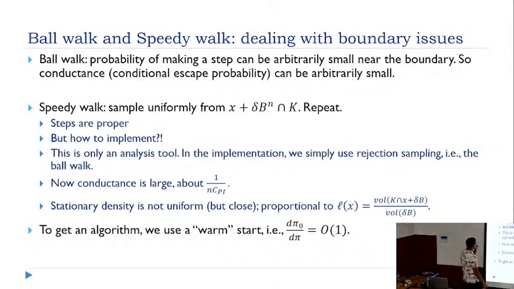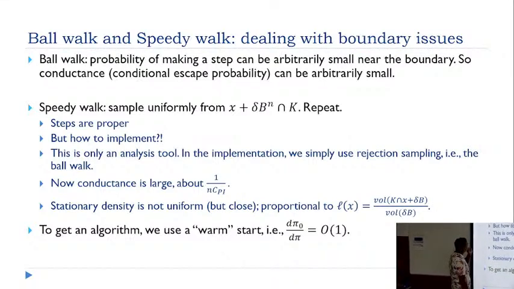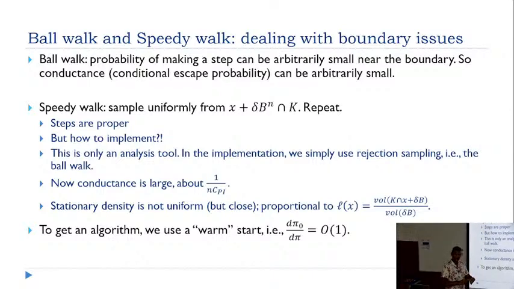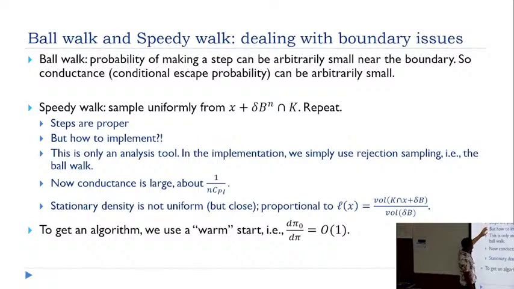So what's actually done is that you consider what's called the speedy walk, where rather than doing rejection sampling, where you pick from the ball and go only if you're inside, you pick from the intersection of the ball with the set. It's only a theoretical tool, right? Because that itself is a general sampling problem, picking from the intersection of a ball with an arbitrary convex body. So the steps are proper nevertheless. How to implement is a question. In fact, the implementation is by rejection sampling. It sounds a little bit circular.